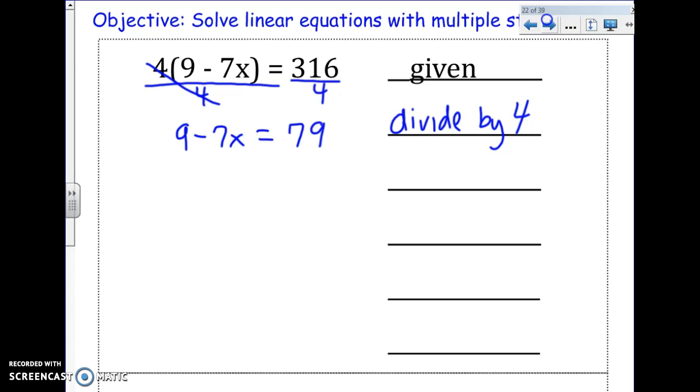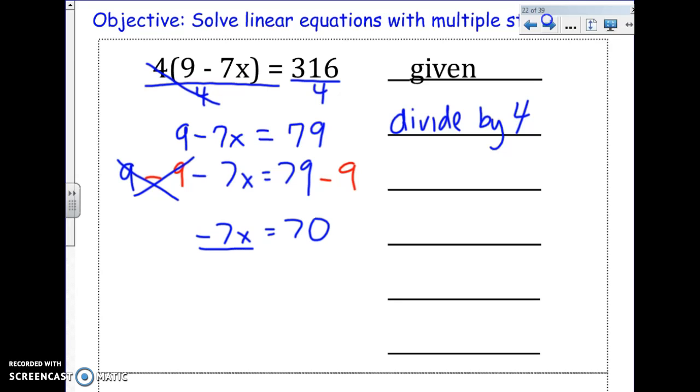Right. This is just kind of like that fraction one where everything was being divided. Now I'm going to divide both sides by 9. I'm sorry, subtract both sides by 9. So 9 minus 9 both sides. These guys cancel out because 9 minus 9 is 0. I bring down a negative 7x equals 70. And then I divide both sides by negative 7. And I get x equals negative 10. So imagine that. I got the same answer.